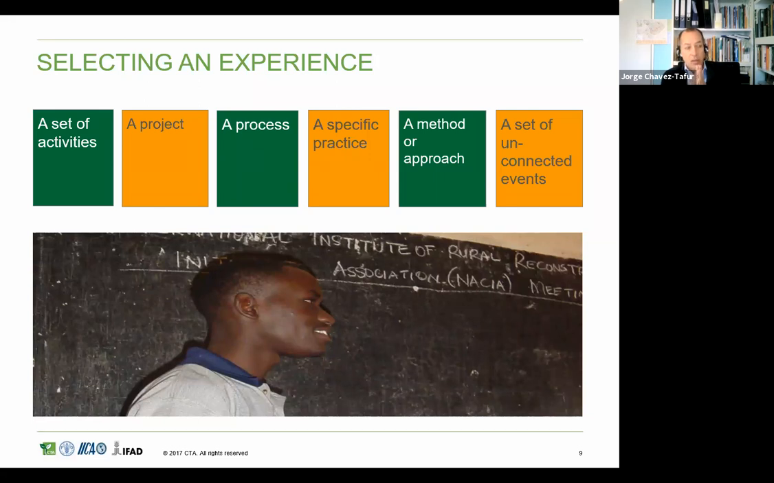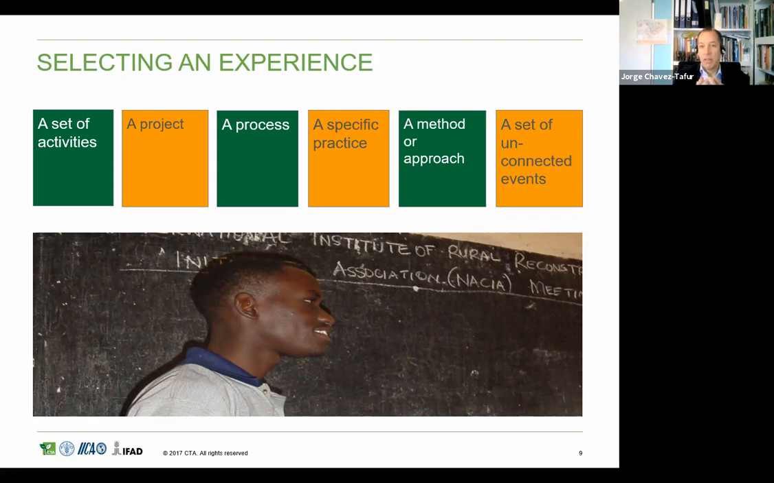So when we think of experience, remember that this may sound a bit like a vague word. Experience can be anything. Experience refers to activities, to a project, to a program, to a process, to a specific approach, to a method, to events. We can see experience as any of these ideas. But I think that the important thing here is to highlight that whether it is activities or a project or whatever, it is our own. We are focusing on our own participation, our own involvement, our own work.